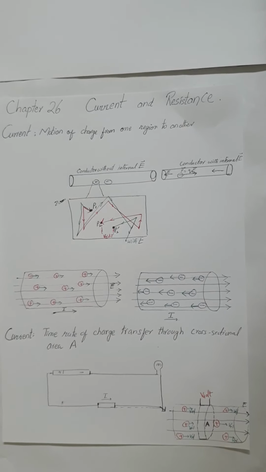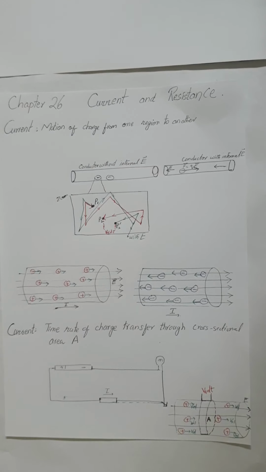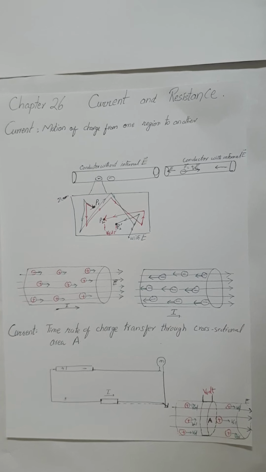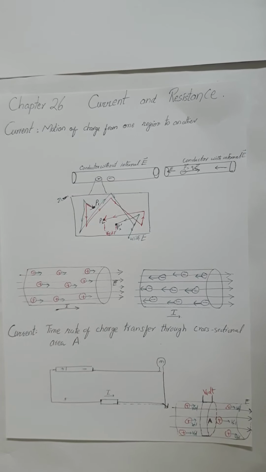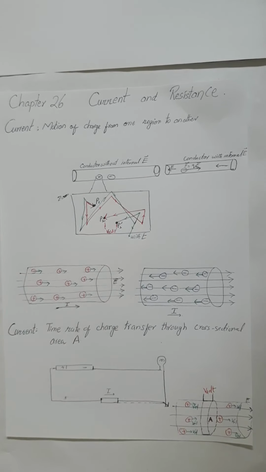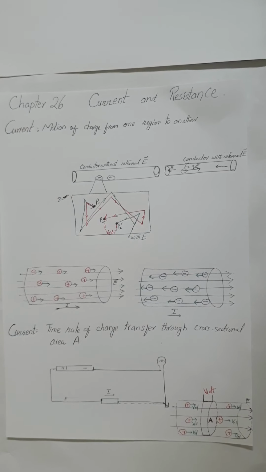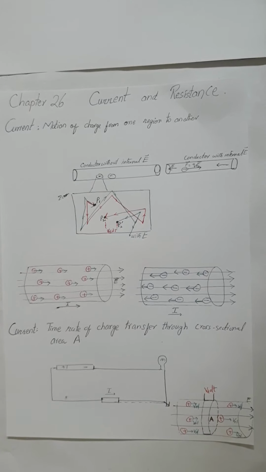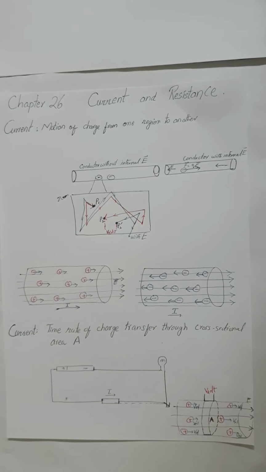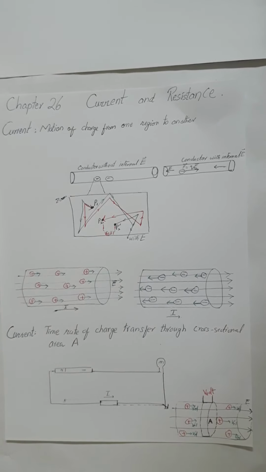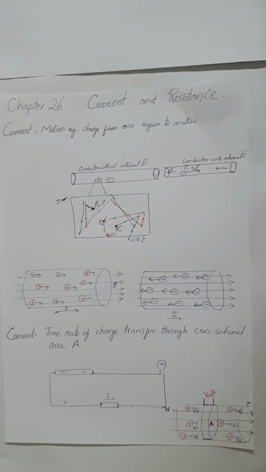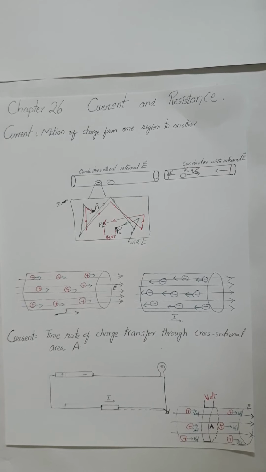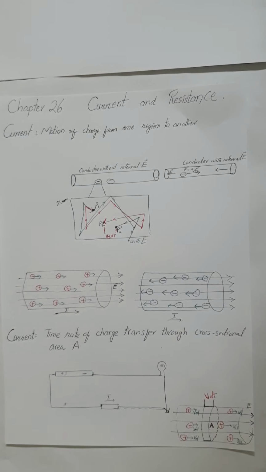Let's begin with the meaning of electric current. Current is any motion of charge from one region to another. From electrostatics, we came to know that the electric field is zero everywhere within the conductor, and there is no current. It doesn't mean that all the charges within the conductor are at rest.